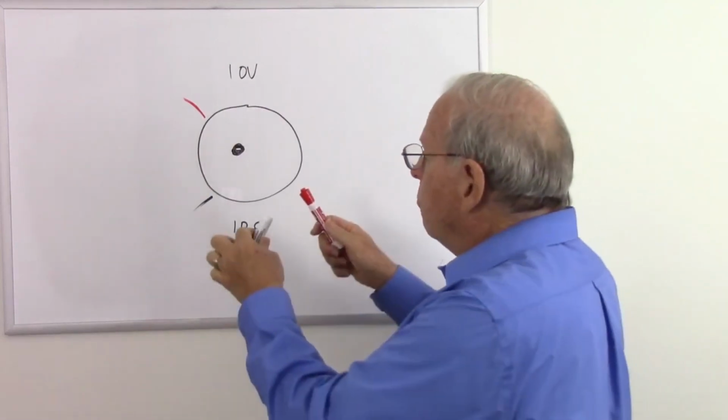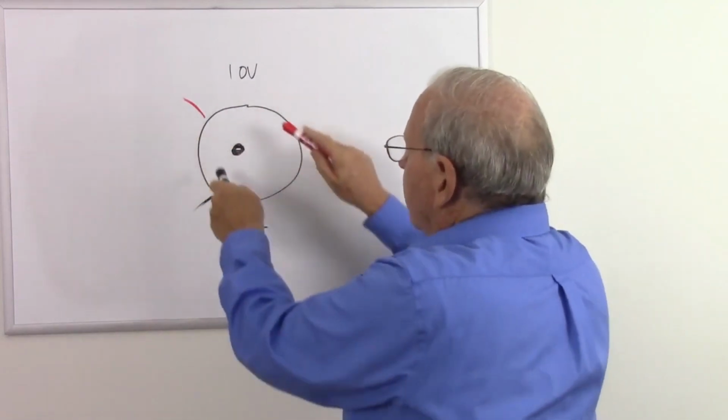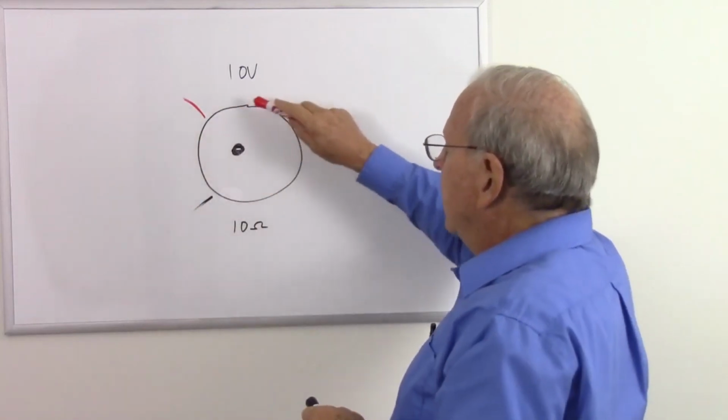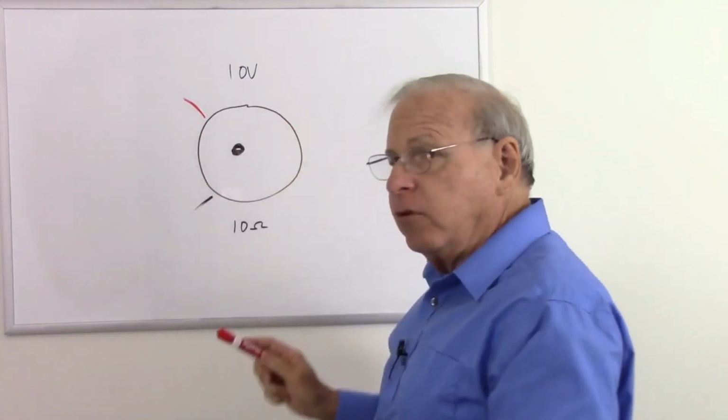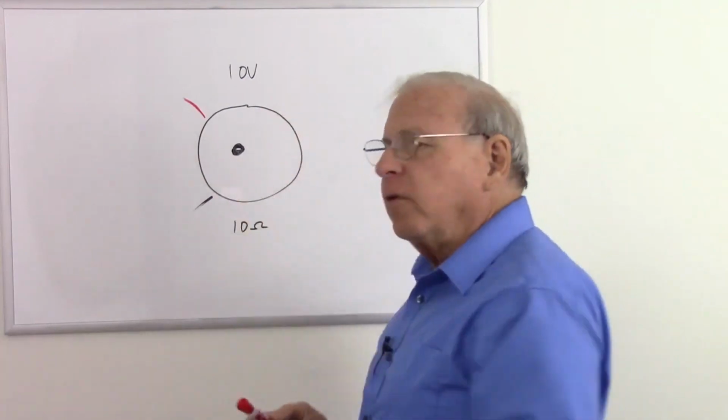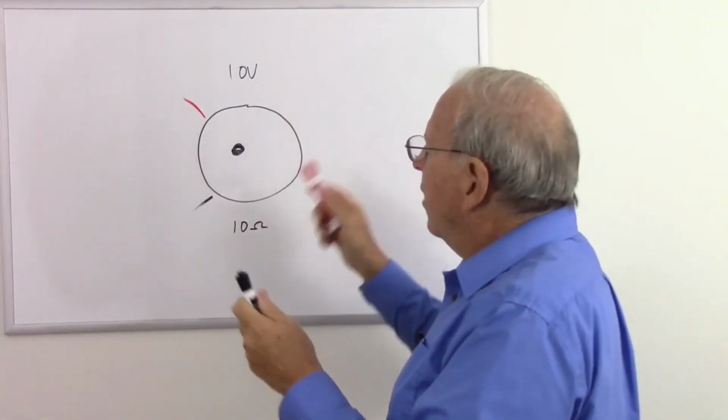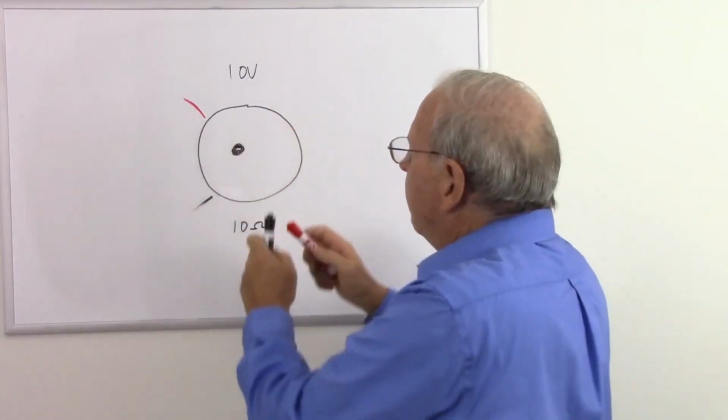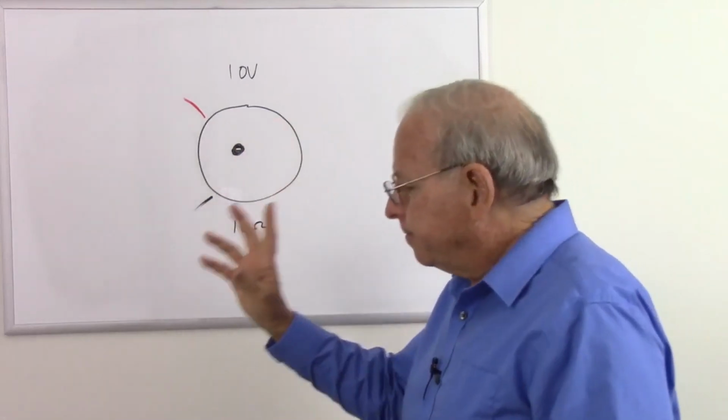No matter where you put the probes of your voltmeter around this loop, assuming that the resistance in this loop is uniform, you will read 0 volts. Well, so how do we analyze this and why is that happening? Well, let's take a closer look.